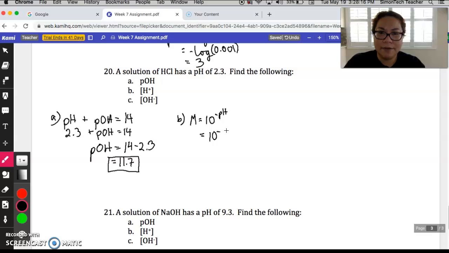The pH is already given to you up here, so it'll be negative 2.3. And you plug that into your calculator. Remember, it's got to be the inverse, and it's going to be that 10 to the power. There you go. 10 to the negative 2.3. Don't forget that negative. And your concentration comes out to be 0.0050. I did that because there are two sig figs there. And that is the concentration for your acid.